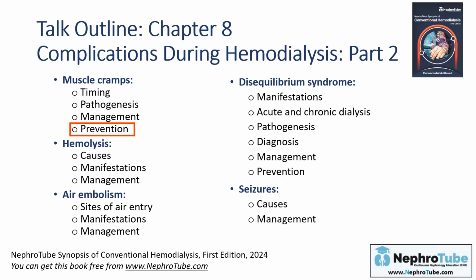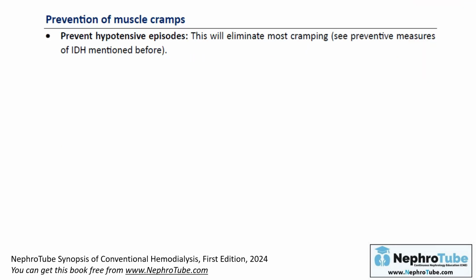What about prevention? How to prevent the occurrence of muscle cramps in our patients, especially in those with recurrent muscle cramps on hemodialysis? First of all, we mentioned that hypotension and hypovolemia may be a precipitating factor for the occurrence of muscle cramps, so prevent hypotensive episodes during the hemodialysis session. And we mentioned that in detail in our previous lecture, lecture 8, where we discussed the preventive measures of intradialytic hypotension. The second point that can be used to prevent the occurrence of muscle cramps is physical therapy.